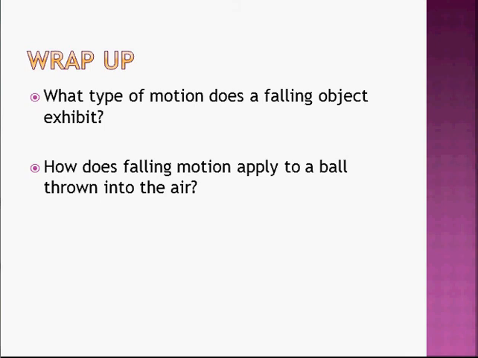The second thing, how does falling motion apply to a ball thrown into the air or any other type of ball thrown in some way, shape, or form? If you let it go from rest, it just accelerates at negative 9.8 meters per second squared. If you throw it downward, same thing. If you throw it up in the air, same thing. It's going to accelerate at 9.8 meters per second squared downward. It just, if you throw it up in the air, it's going to slow down first to 0, and then it's going to turn around and start speeding up and drop back down to the ground.